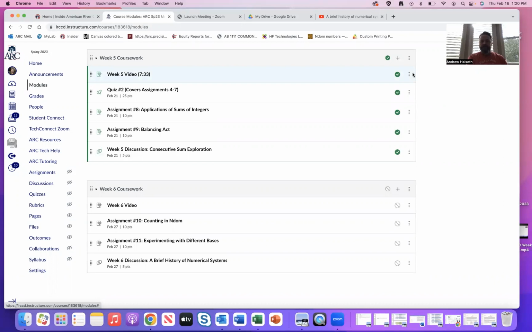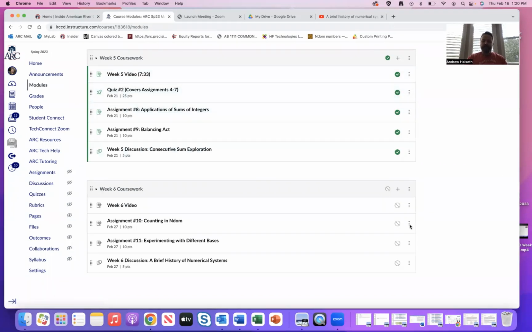This week we've got 2 assignments and a discussion post, and that's it. So it's a new topic, so we're going to look at something new. They're going to start with counting in a different language, so that ought to be pretty fun.